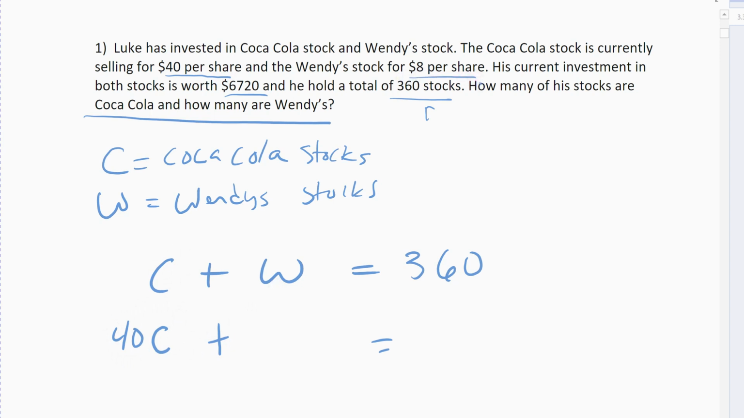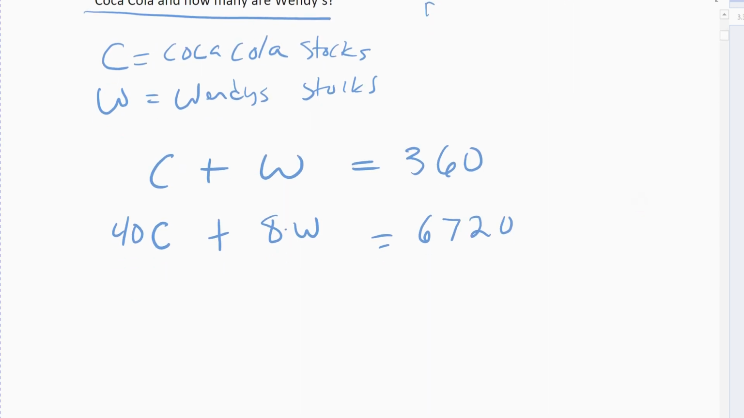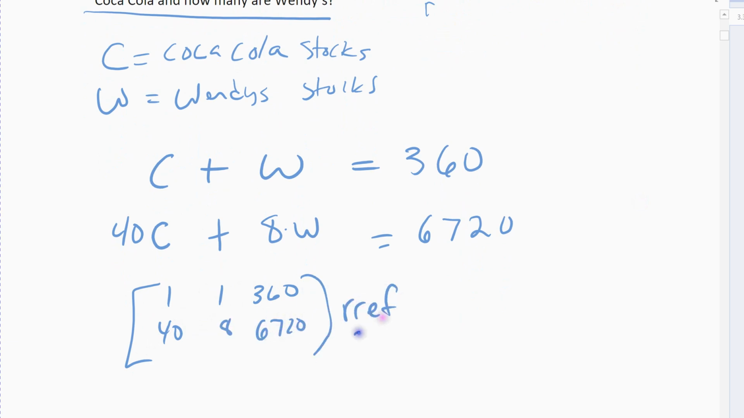Wendy's are worth $8 for every single one they have, so 8 times the Wendy's stock. When I add up the value of all the Coke and all the Wendy's, it should add up to 6,720. And there is my system. Now I plug it into my equation and I row reduce. So 360, 48, 6,720, RREF.